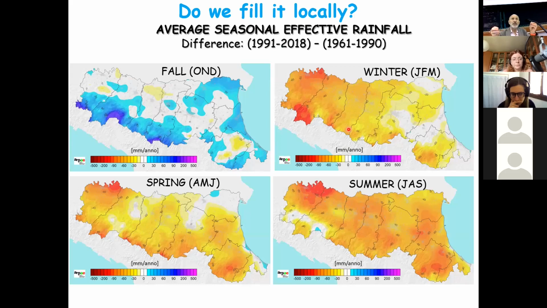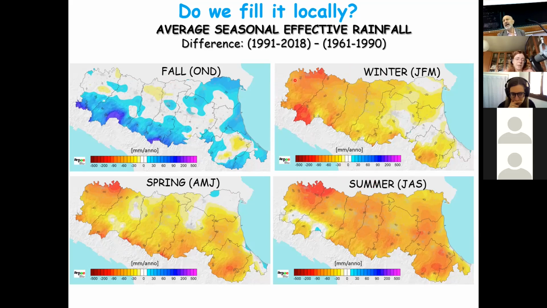But we observe these impacts also at the local scale, not only at the global scale. Also nowadays, also today, we observe these impacts. You see here 4 maps of Emilia-Romagna region in 4 different seasons of the year: fall, winter, spring, and summer.